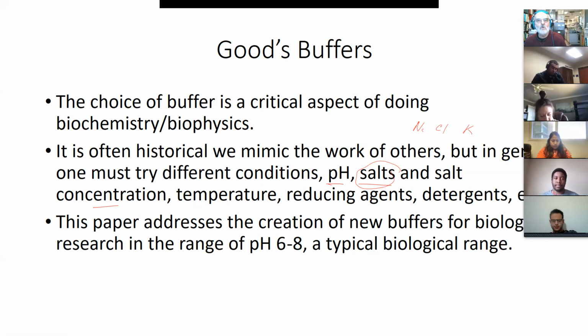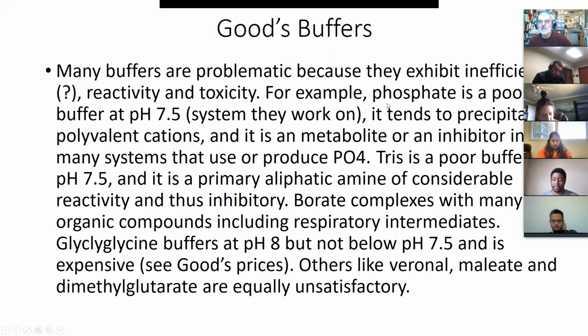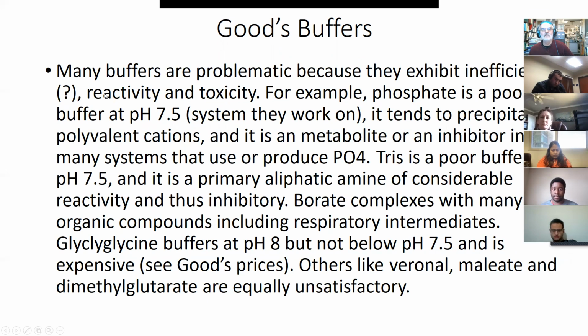Okay. And so what this paper is about is the fact that many of the buffers have unusual properties that for various reasons don't work in every system. So for example, phosphate does not have buffering capacity beyond the 90% capacity, up around pH 7.5. It also has a tendency to precipitate certain kinds of anions, cations. It is often a metabolite. Anytime you talk about ATP phosphorylation, you're cleaving an ATP. The phosphate is a product of a reaction, but that phosphate could also be an inhibitor of many of these reactions. And so you have to be careful.